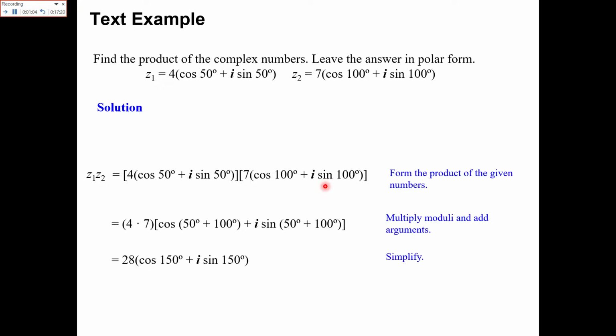Now what we will do, according to the definition given, we will multiply the moduli and we will add the arguments. Now the moduli are r1 and r2, 4 and 7. 4 multiplied by 7 outside the brackets. Now we will add the arguments or the angles. So cos (50 plus 100) plus iota sin (50 plus 100). So the answer becomes 28 (cos 150 degrees plus iota sin 150 degrees). So this is the multiplication of the two complex numbers in the polar form.